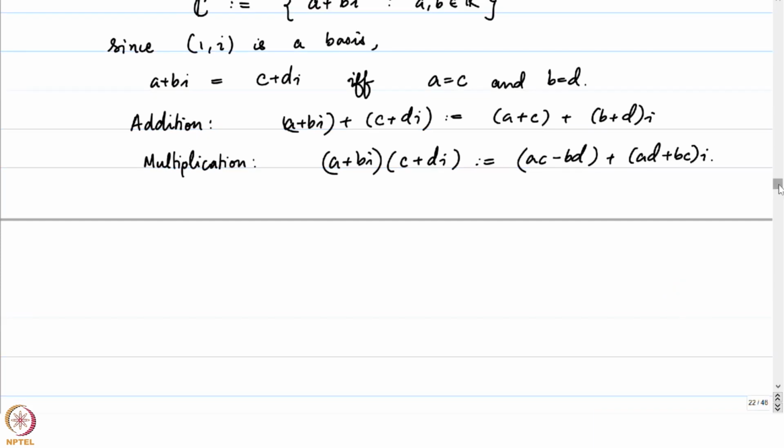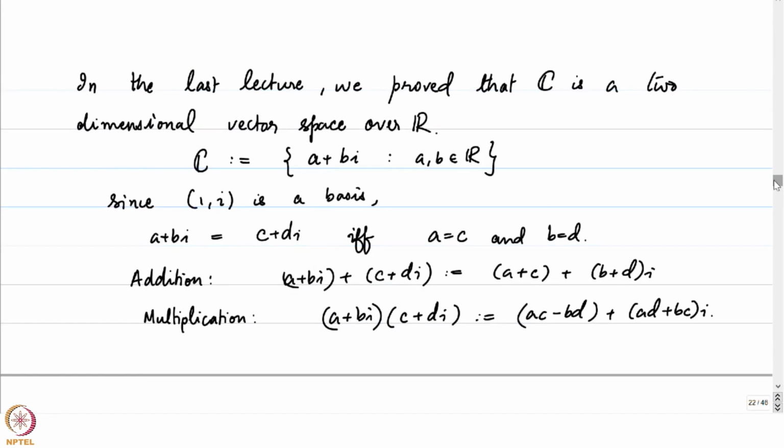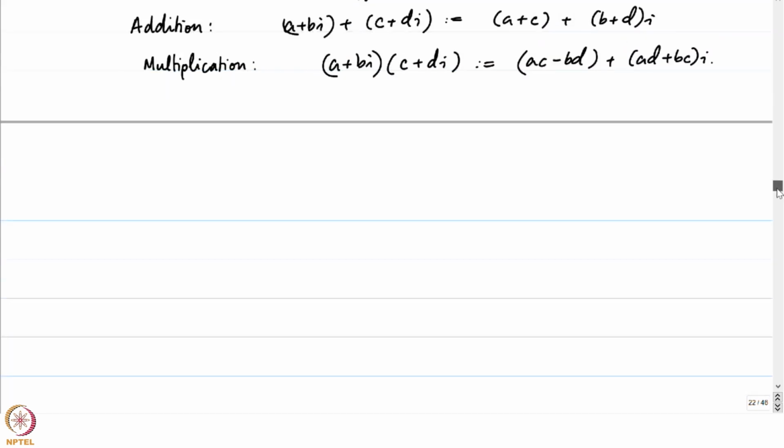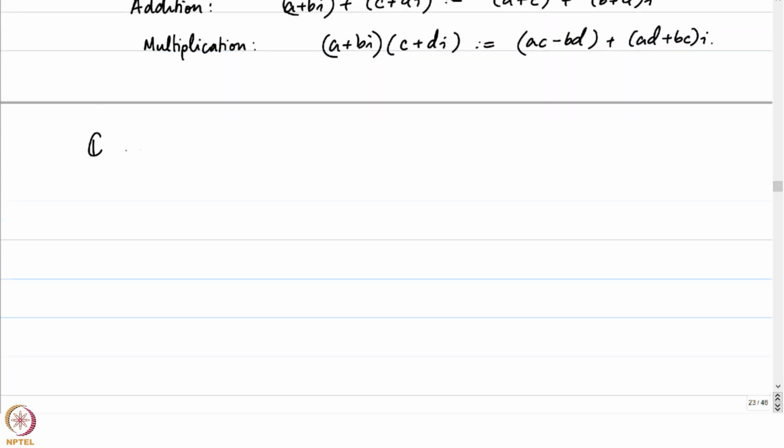So if you have not seen a course on abstract algebra or ring theory, you may as well start this course, complex analysis, here by taking this as our definition of the field of complex numbers. It's a collection of all elements of the type a plus bi, where a and b are real numbers, and addition and multiplication are defined in the manner written here. And you can sit down and check that C is a field of complex numbers with these definitions, with these operations.